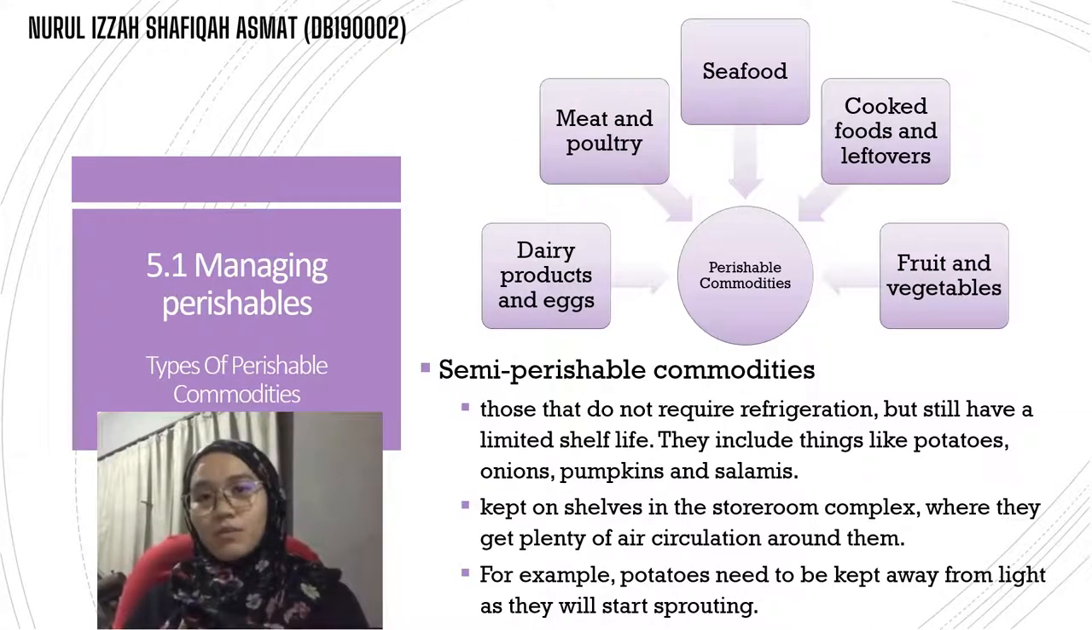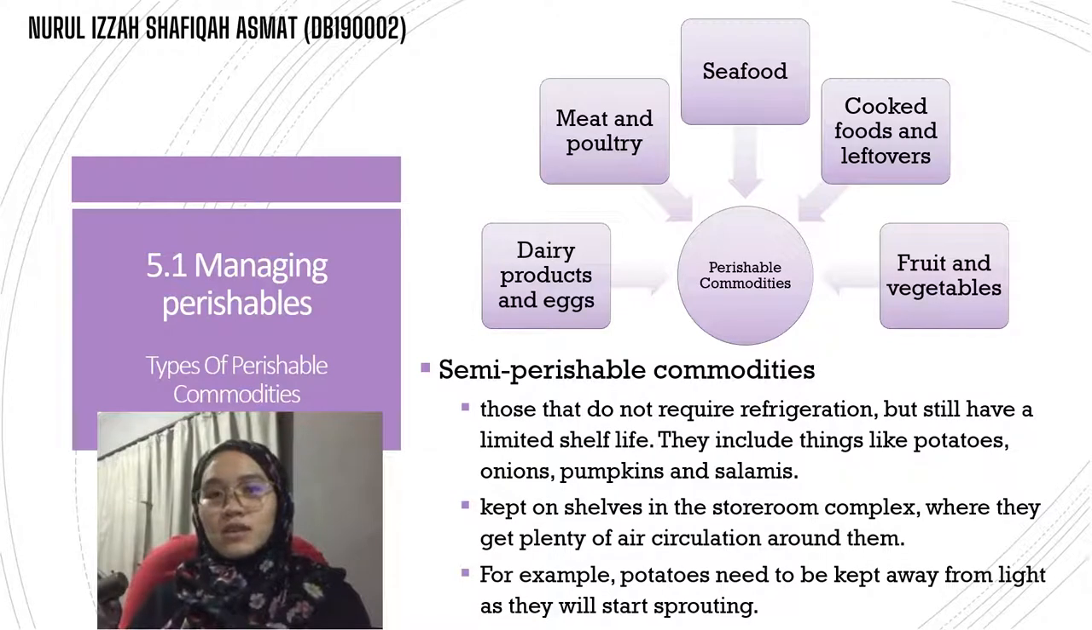Next is types of perishable commodities. There are two types of it. Firstly, perishable commodities, which are dairy products and eggs, meat and poultry, seafood, cooked food and leftovers, also fruit and vegetables. Next, semi-perishable commodities. These are those that do not require refrigeration but still have a limited shelf life.